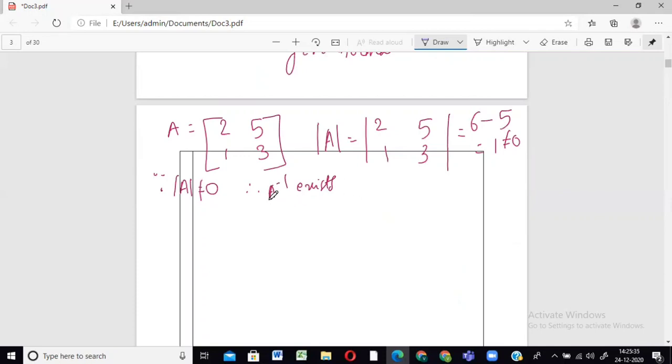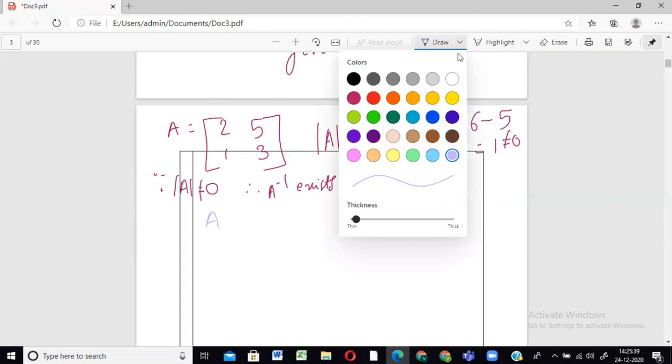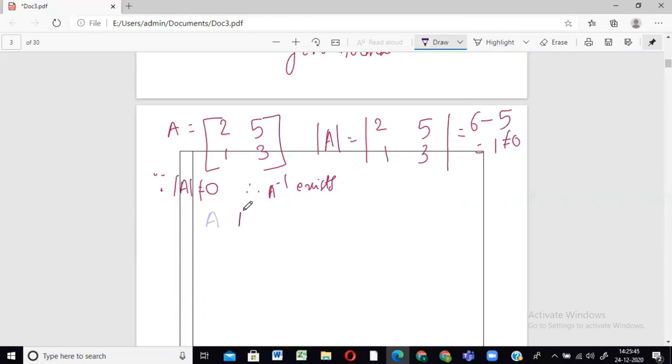A into A inverse is equal to I. So this is that formula we have. That element into its inverse can only give us identity, correct? So what do we have to find? We have to find out this inverse, correct?